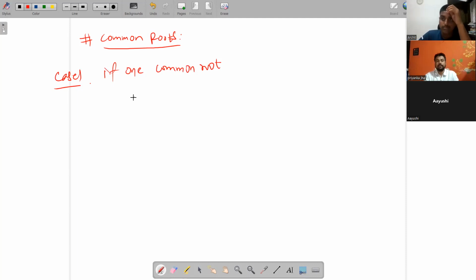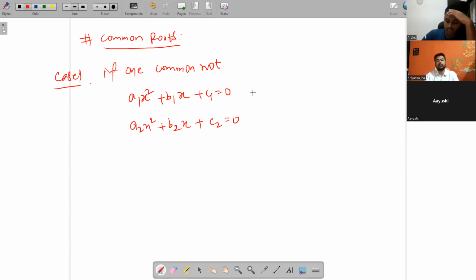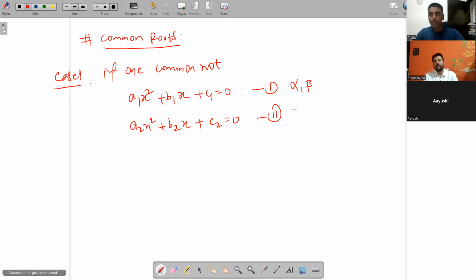Suppose we have two quadratic equations, a1x squared plus b1x plus c1 equal to 0 and a2x squared plus b2x plus c2 equal to 0. We have these two quadratic equations and they will have roots. One root has to be common. So suppose roots of the first quadratic equation are alpha and beta, and roots of the second quadratic equation will be alpha and gamma, because one root we have to keep common.